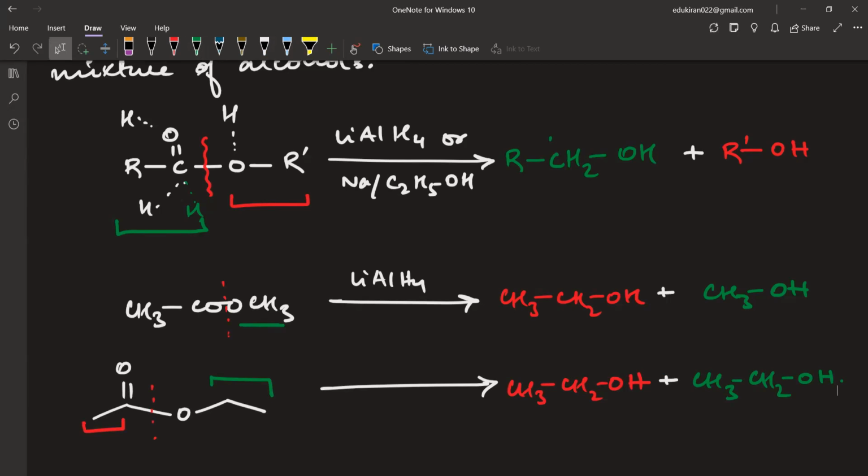Write this down fast. Here also you can use, let us see, sodium in the presence of C2H5OH.